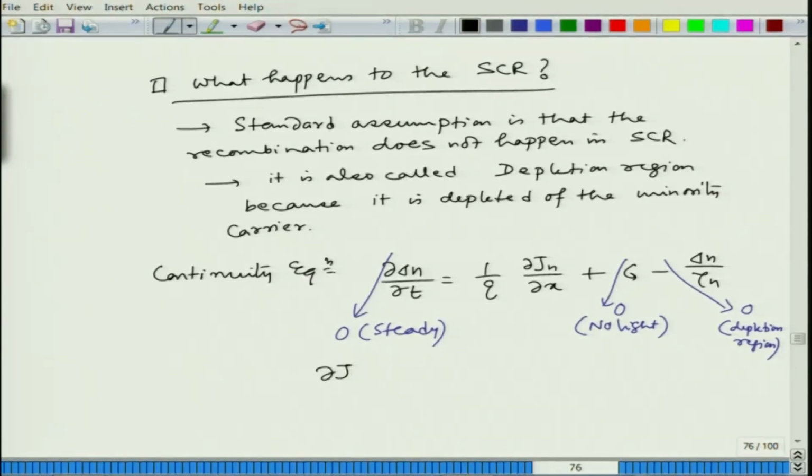So, we have del J n del x equal to 0. What does that mean? That J n is constant in the space charge region, is it not? So, we get a very simple expression, it is constant, and what constant it is, that is very easy to find, as we see next.